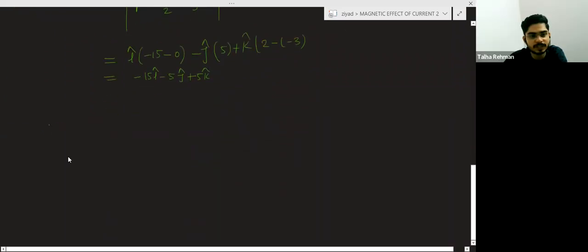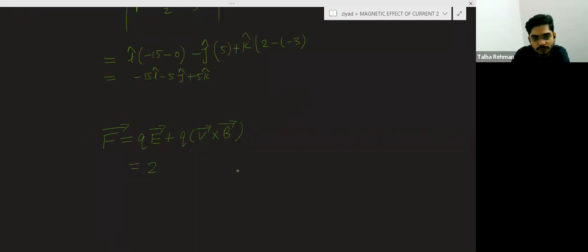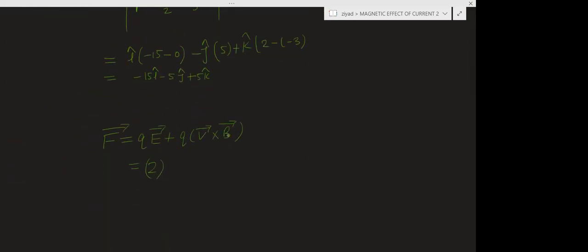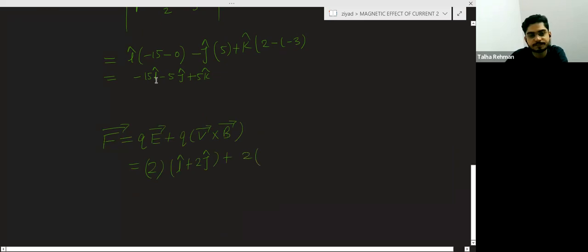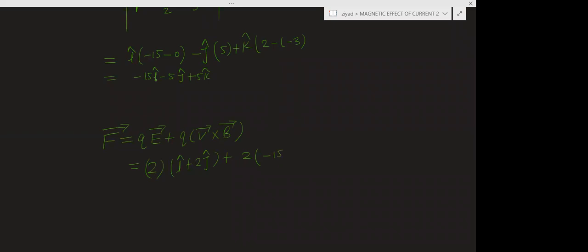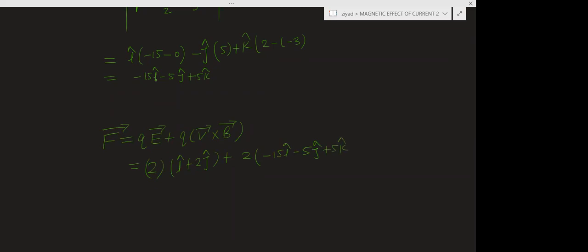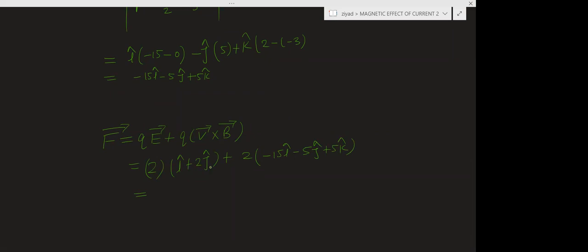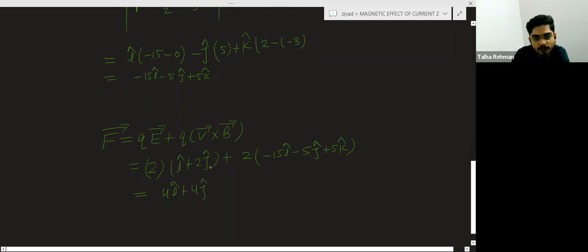Now the things are simple. So total force is given by charge, which is 2. We will put the value of the electric field. Electric field is given by i cap plus 2j cap. So i cap plus 2j cap, and plus charge is 2, v cross B is this: minus 15i and minus 5j plus 5k. So simply now you can multiply: this 2i, this will become 4j.